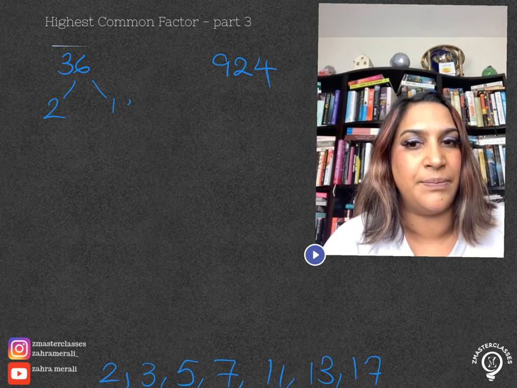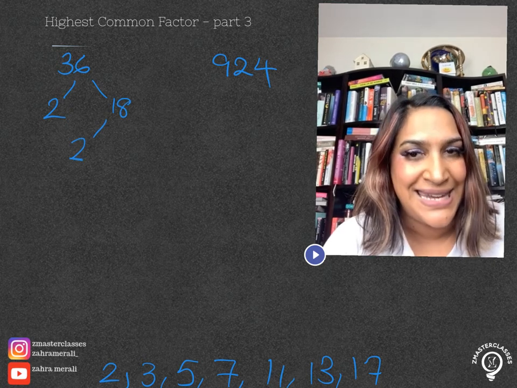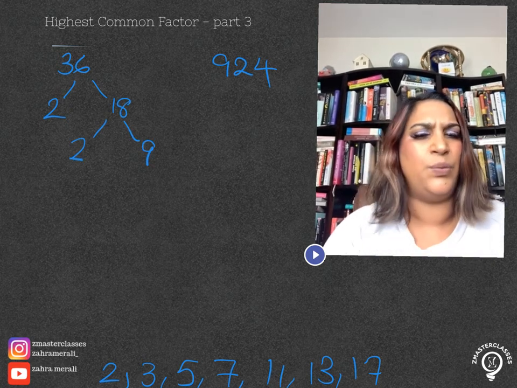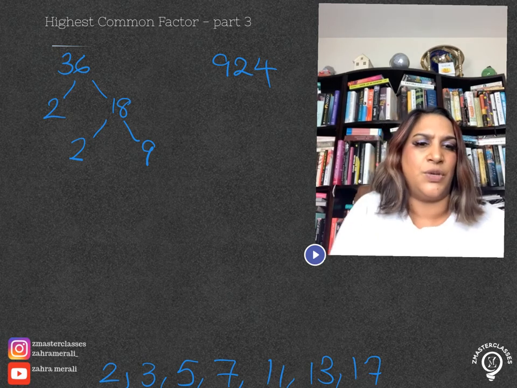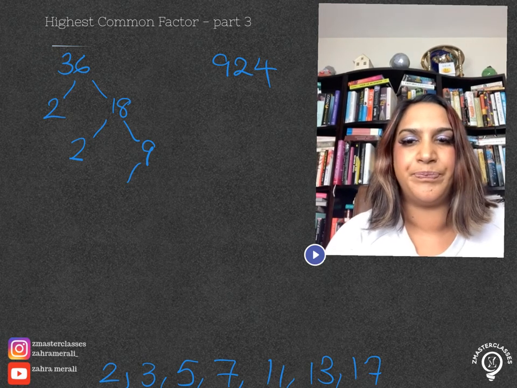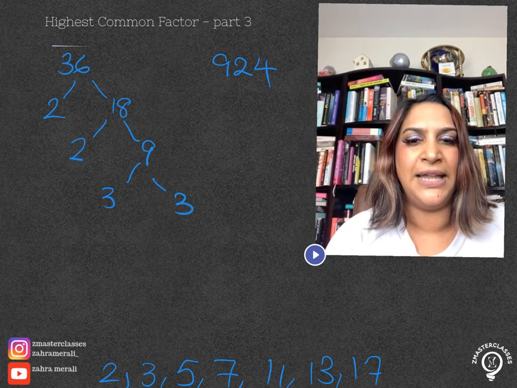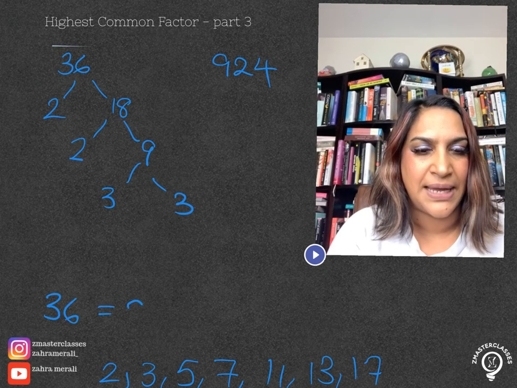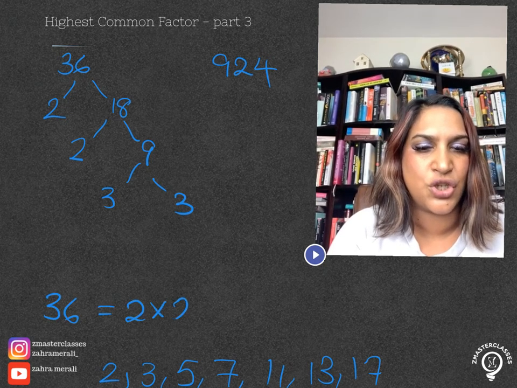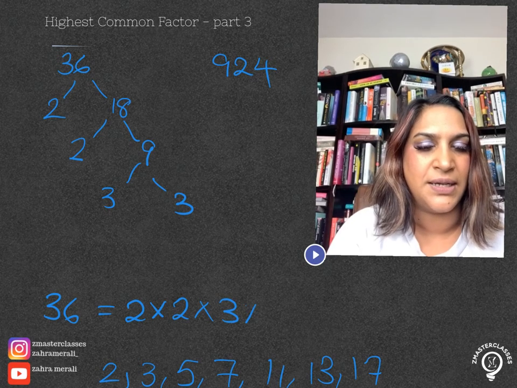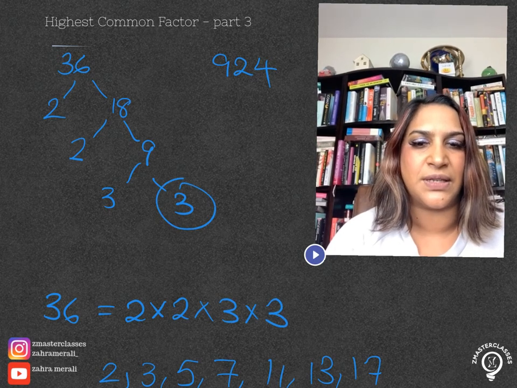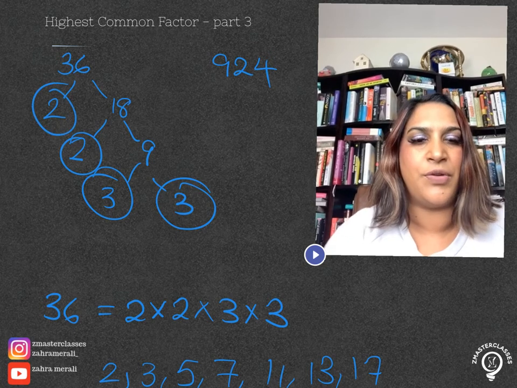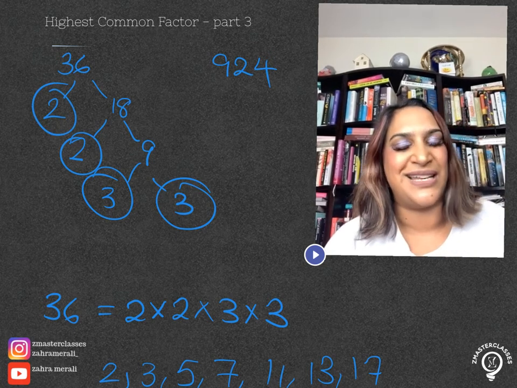We'll get 18. Divide by 2 again, and we're going to get 9. And then we can't divide by 2 anymore, so we go to the next one up, which is 3. We've got 3 and 3. So 36 is the same as 2 times 2 times 3 times 3. So that's what it tells us. These are all our prime numbers.